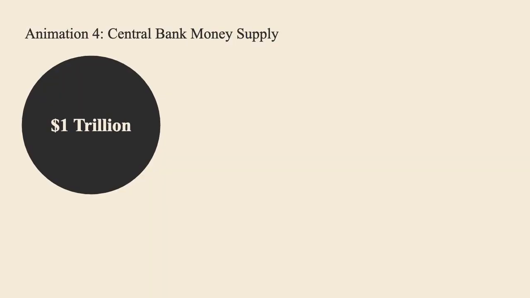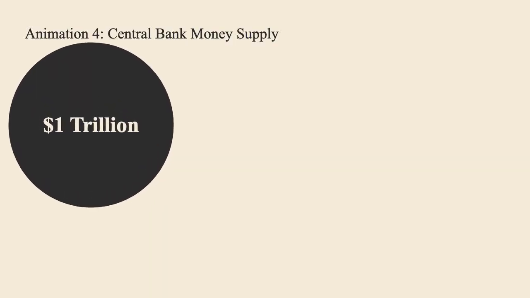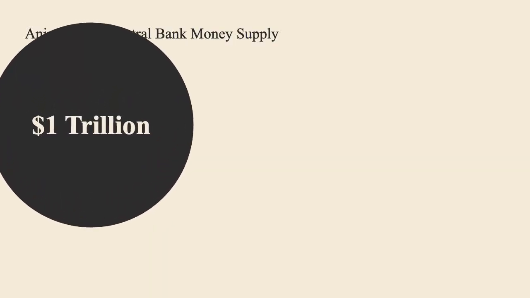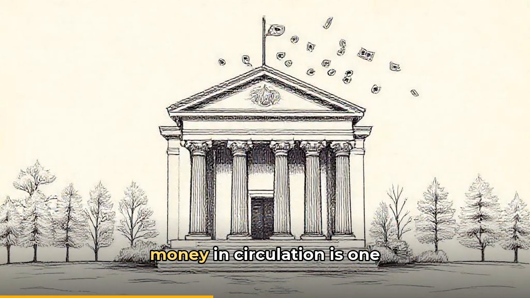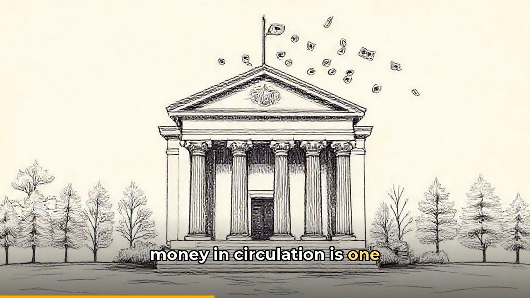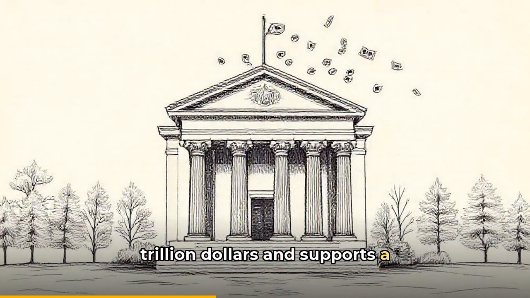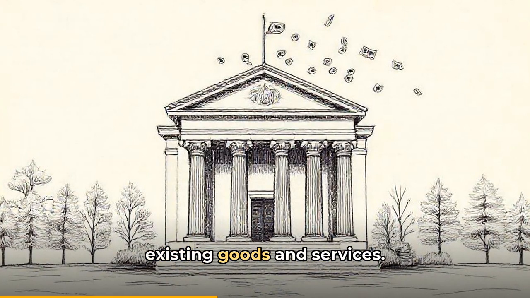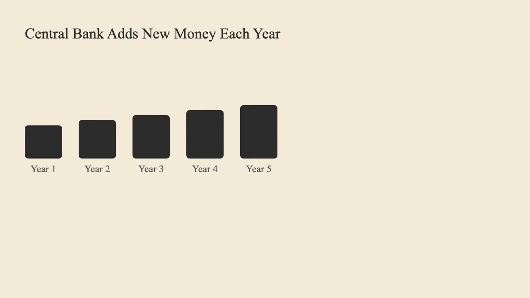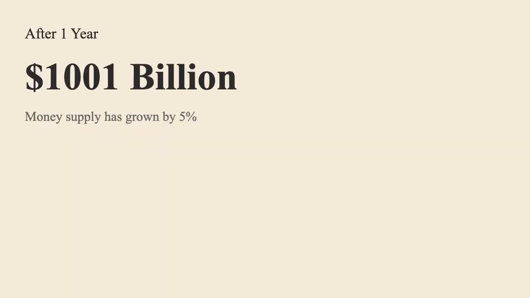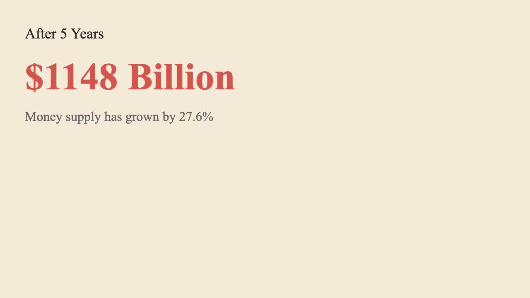The fourth animation demonstrates what happens when the central bank increases the money supply. In the starting year, the total money in circulation is $1 trillion and supports a certain price level for the existing goods and services. Each year, the central bank adds new money at a rate of 5%. After the first year, the money supply reaches $1 trillion and $50 billion. After 5 years, it grows to $1 trillion and $276 billion.